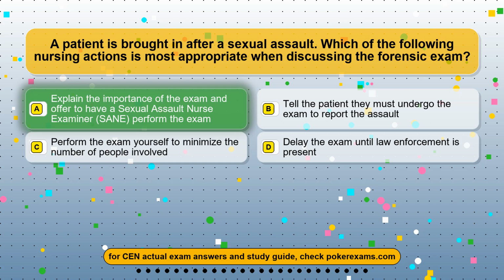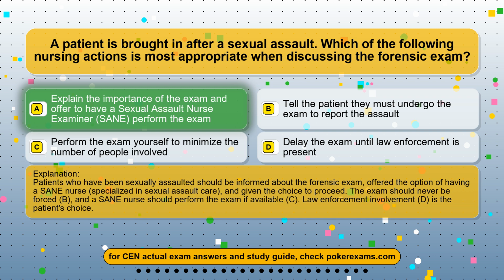The correct answer is option A. Explain the importance of the exam and offer to have a sexual assault nurse examiner perform the exam. Patients who have been sexually assaulted should be informed about the forensic exam, offered the option of having a nurse specialized in sexual assault care, and given the choice to proceed. The exam should never be forced, B, and a specialized nurse should perform the exam if available, C. Law enforcement involvement, D, is the patient's choice.